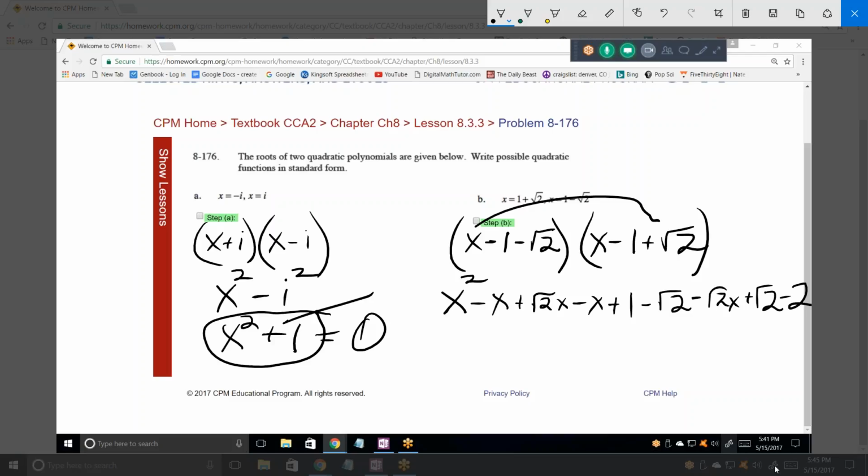Now, let's see. So, we only have one x squared. Actually, we have 3 terms that have x in them. That crosses with that. So now I just got minus 2x. And now let's see, numbers. I got a minus root 2 and a plus root 2, and a plus 1 and a minus 2 giving you that. Unless I made a mistake.